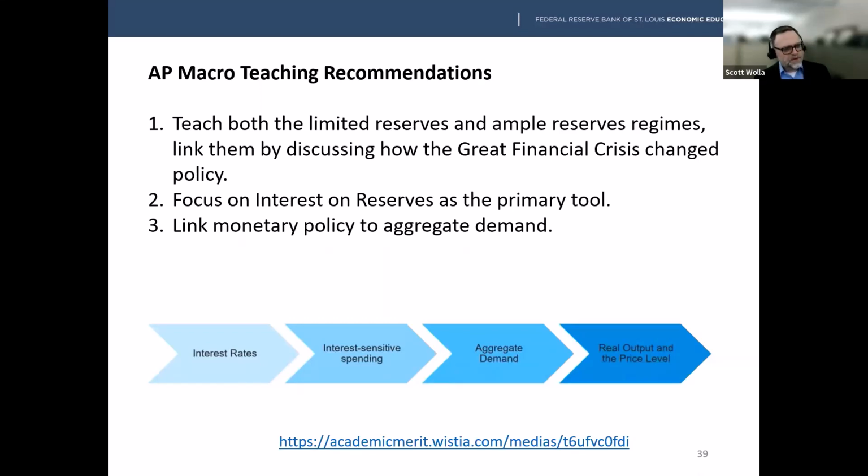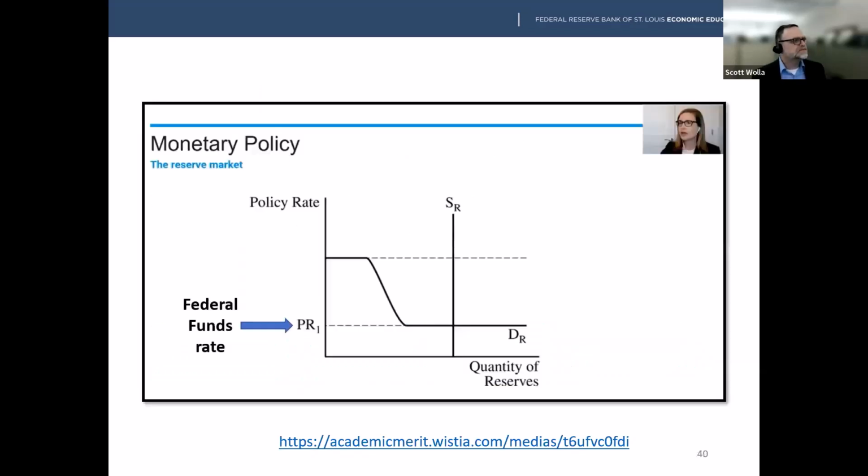The flow diagram below is similar to the one that Jane and I use when we talk to teachers and professors, but this one I actually pulled off the presentation that was provided by the College Board. So it aligns really well with the College Board approach to the ample reserves regime. On the next slide, the College Board has a great video that introduces some of this concept. So I just pulled a few screenshots into the presentation. Their model is very similar to our model. All the essentials are there.